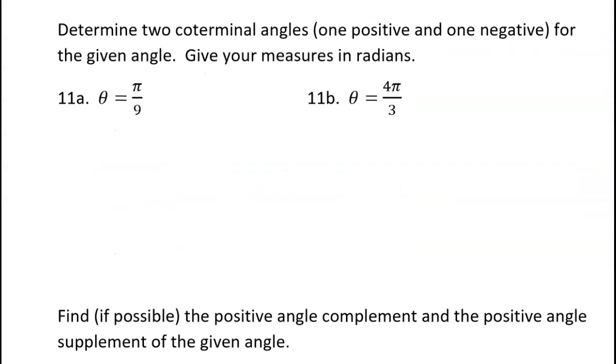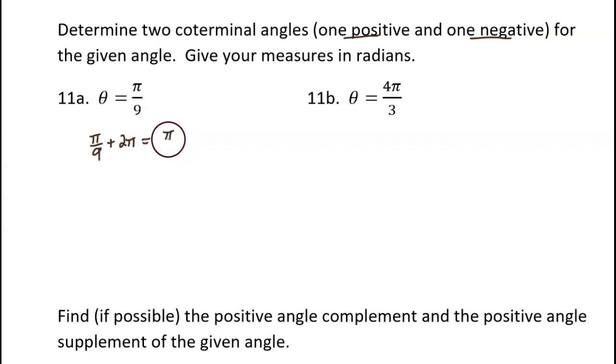Next, determine 2 coterminal angles. One of them needs to be a positive angle, the other needs to be a negative angle for the given angle, and use radians when you do this. So number 11a, we're given the angle pi over 9 radians. We want to find 2 other angles that are coterminal to that one. To find coterminal angles, you add or subtract 2 pi radians. So take pi over 9, add 2 pi to it, and write down what you get.